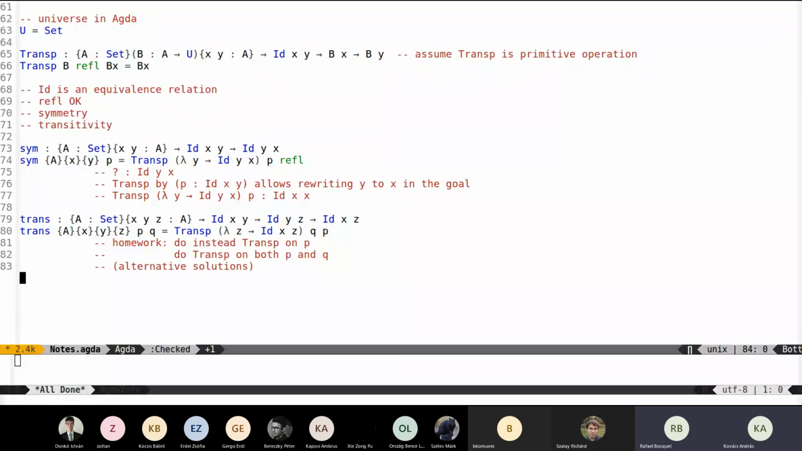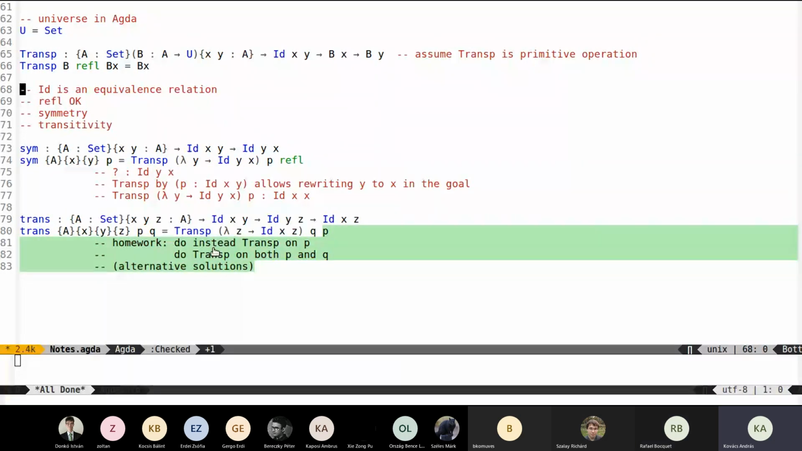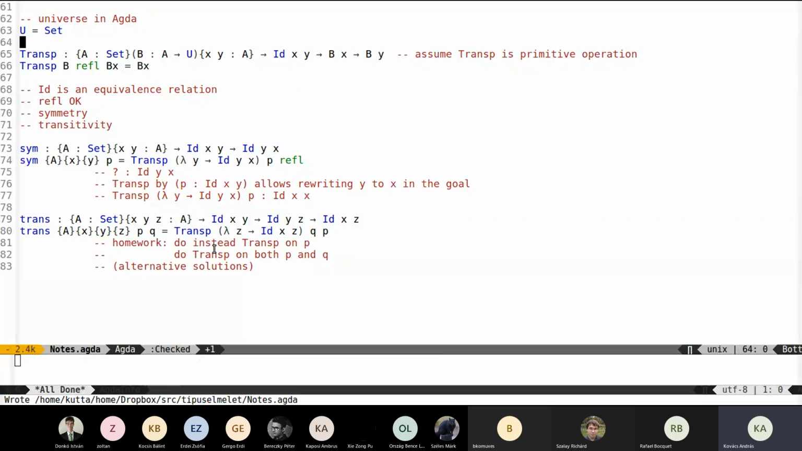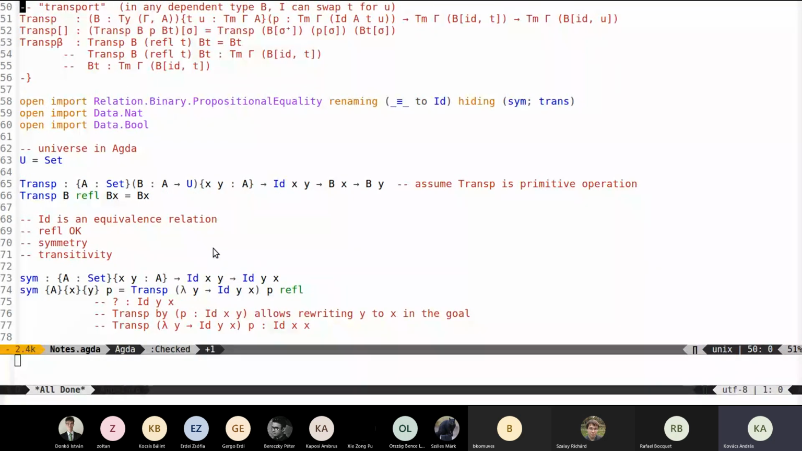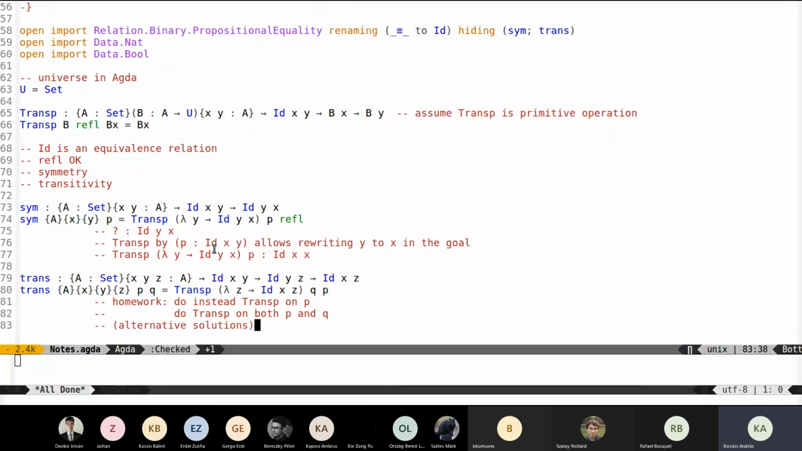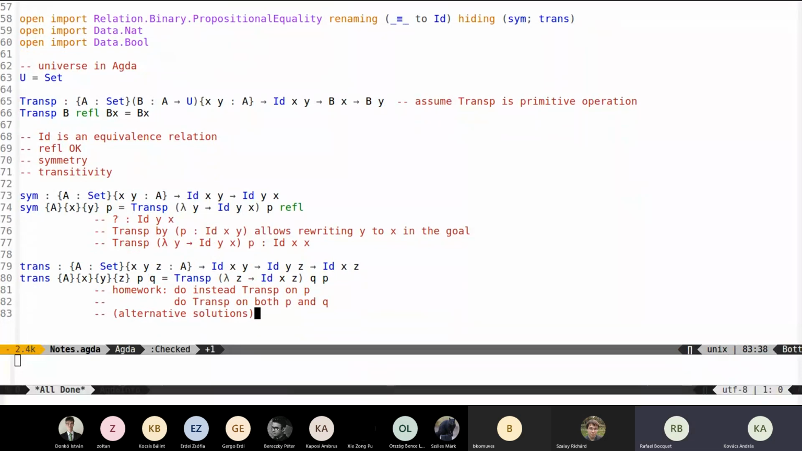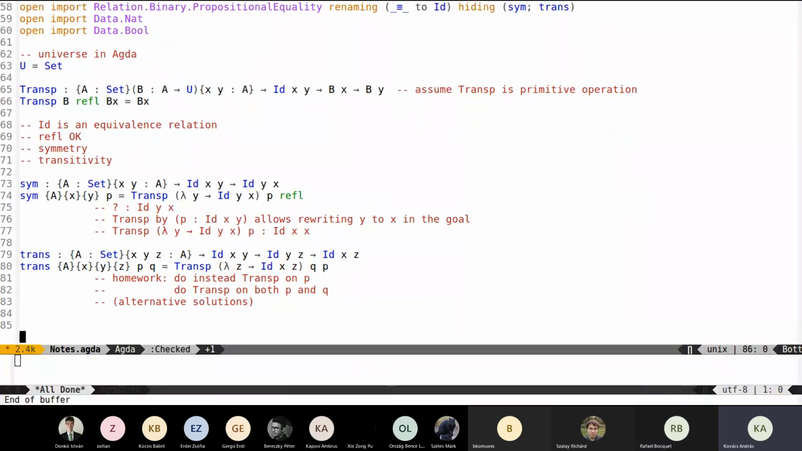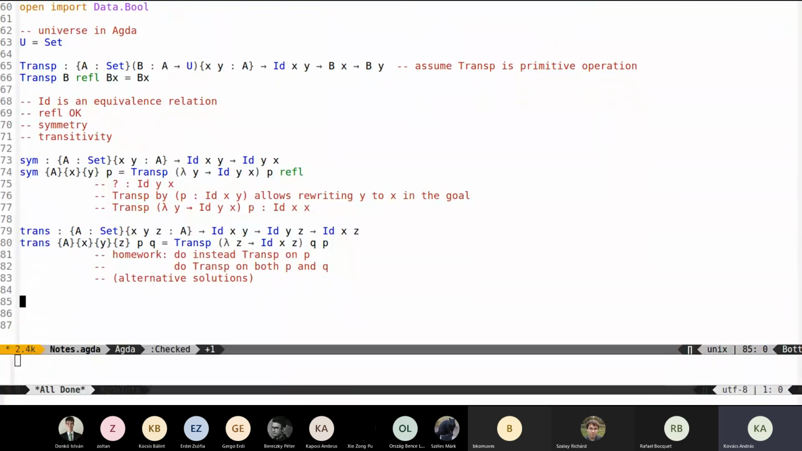But they are all pretty simple. Okay, so here we know that identity is an equivalence relation, but this is still kind of non-dependent. Okay, let's do maybe another example, which is called cong, and this is the congruence. So this says that ID is a congruence for functions.